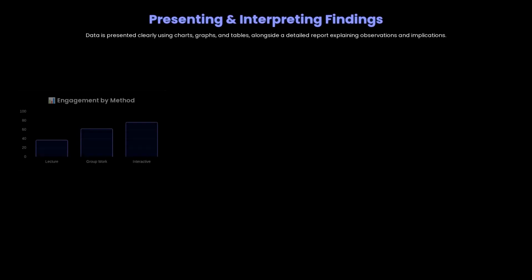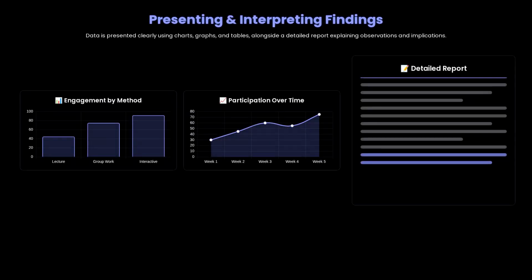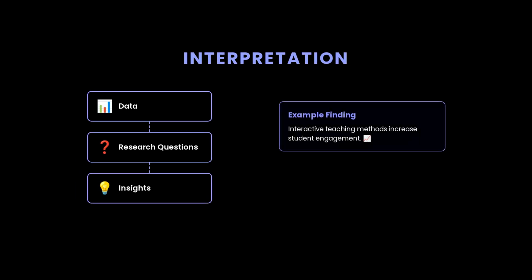Now let's discuss presenting and interpreting observational findings. Once you've reviewed your data, you need to present your findings in a clear and organized manner. This could involve creating charts, graphs, or tables to visualize the data and writing a detailed report that explains your observations and their implications. Interpretation involves making sense of the data by connecting it back to your research questions and objectives. For example, if you observe that student engagement increases with interactive teaching methods, you'll want to highlight this finding and discuss its potential impact on educational practices.